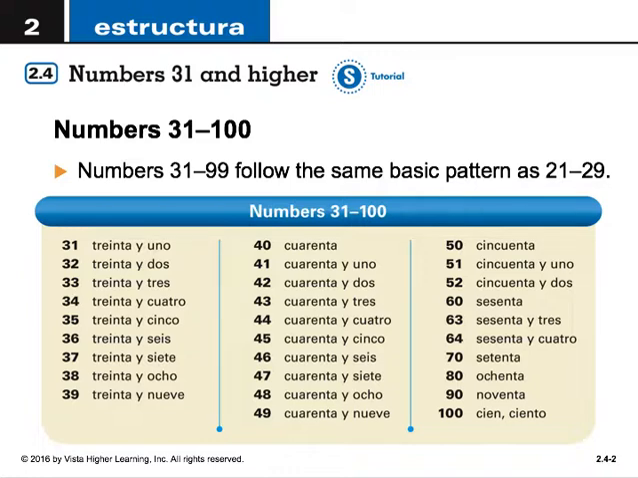We have some other numbers like 40, 41, 42, 43, 44, as follows. And all of the numbers follow the exact same pattern. We have 50, 51, 52, also 60, 63, 64, also 70, 80, 90, and 100, or also could be ciento.